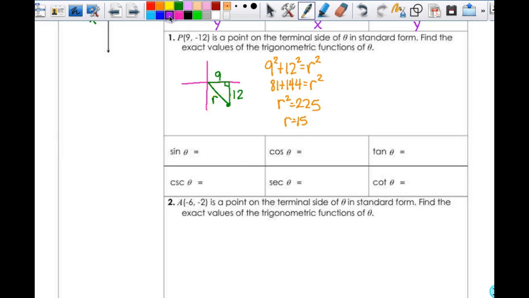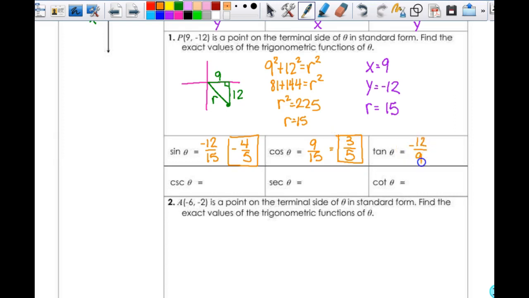So the pieces that I need to come up with all of these ratios, I need x, which is 9. Y is -12, even though we used a positive there because it's the length. And then that r that we just found is 15. Sine of theta is y over r, so that is -12 over 15. And that reduces to -4/5. Cosine of theta is x over r, so that is 9 over 15, which reduces to 3/5. Tangent of theta is y over x, so that's -12 over 9, and that is going to reduce to -4/3.